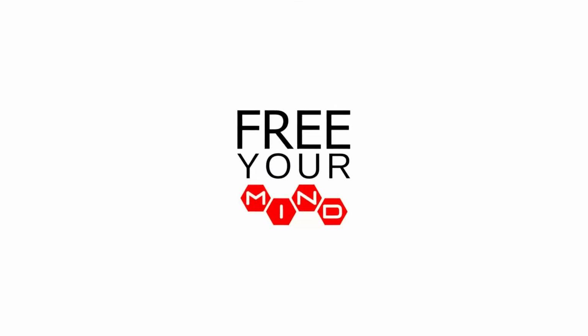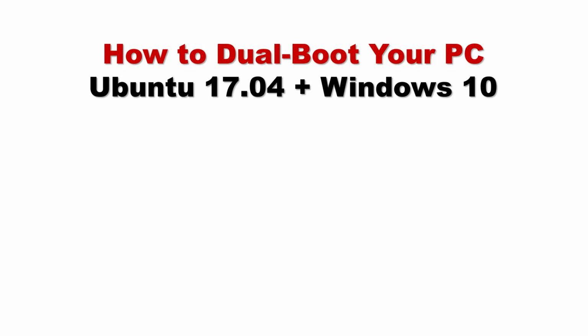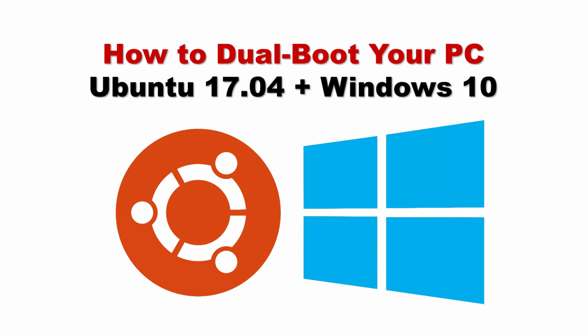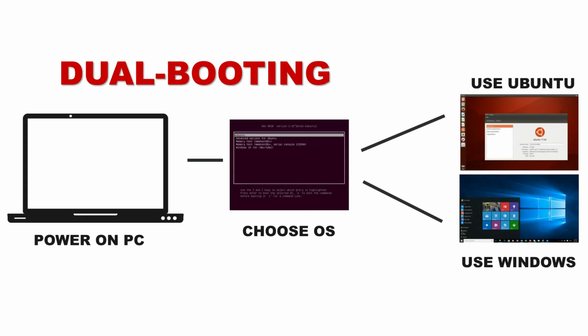Free your mind. Whether you're starting your journey into the world of free software, or simply installing a new Linux distro, this tutorial offers easy-to-understand, step-by-step instructions for installing the Ubuntu 17.04 operating system alongside a Windows 10 installation. The installation method in this video is typically referred to as dual booting, meaning that when you turn on your PC, you will be able to choose between two operating systems that are both installed on your hard drive when your PC starts.